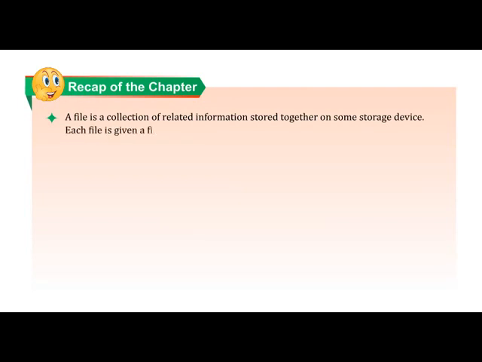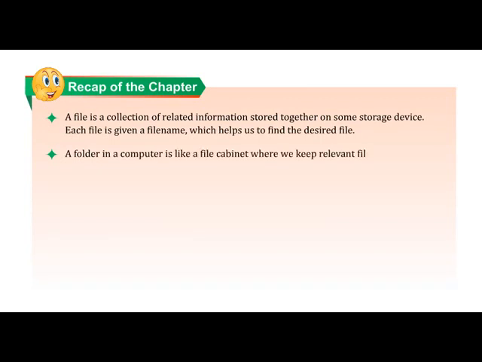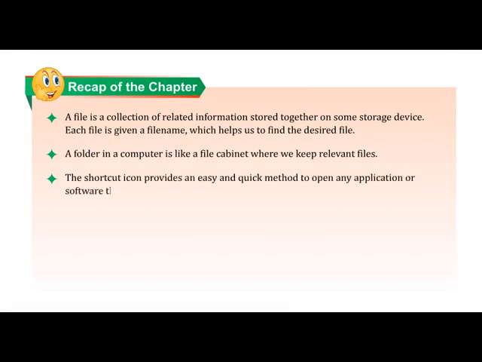A file is a collection of related information stored together on some storage device. Each file is given a file name which helps us to find the desired file. A folder in a computer is like a file cabinet where we keep relevant files. The shortcut icon provides an easy and quick method to open any application or software that we use frequently. It has a small jump arrow at its lower left corner.